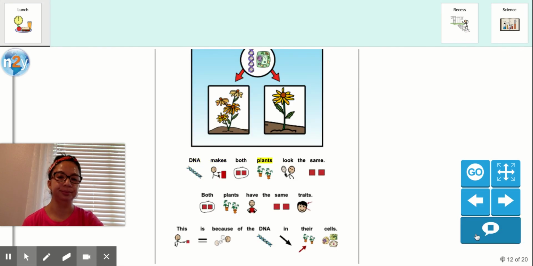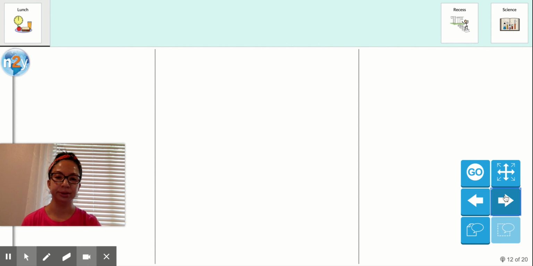DNA makes both plants look the same. Both plants have the same traits. This is because of the DNA in their cells. Okay, so the plants have the same traits. Just like people have traits like their hair color and their eye color, the plants have traits too. Their petals, their petal colors, their leaves. Okay, because of the DNA in their cells.